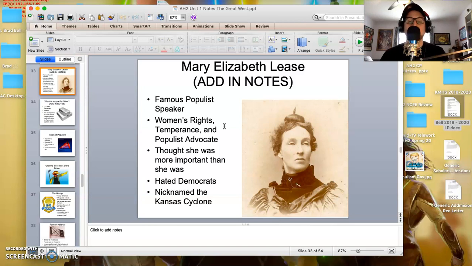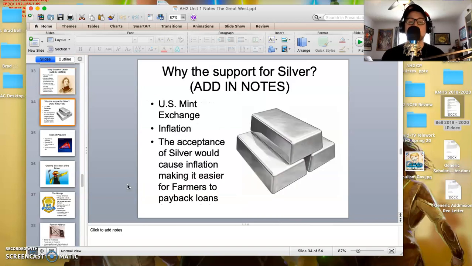I mean, she is known as the Kansas Cyclone for her soaring rhetoric. She would come in, give speeches, get people fired up, and she would often invoke change, motivating people to speak up against banks, to speak up against the railroad, and organize and things of that nature. But she felt betrayed by William Jennings Bryan when he ditched the Populist Party.